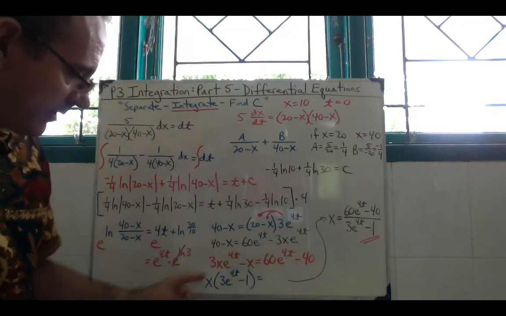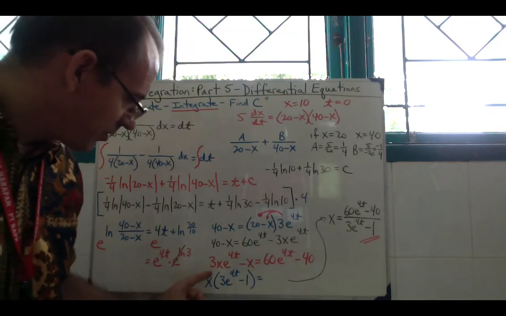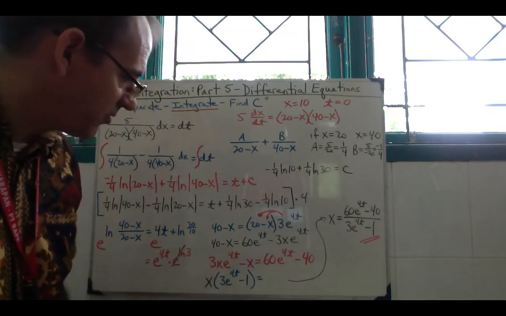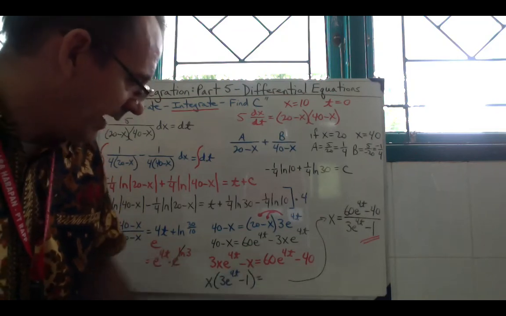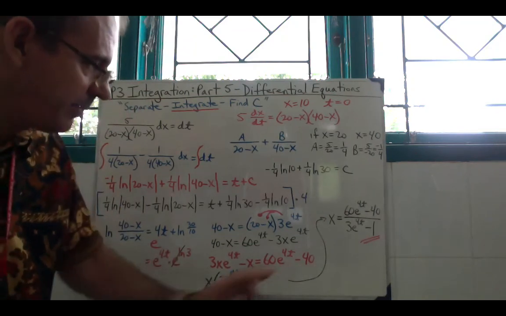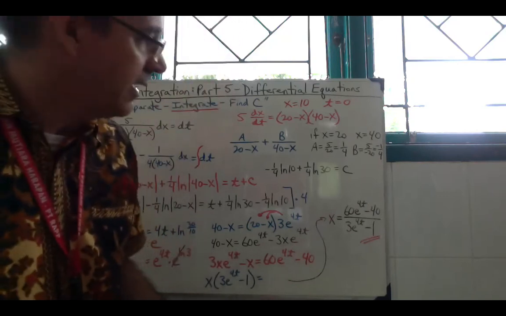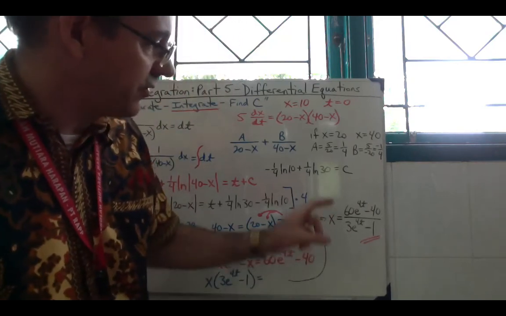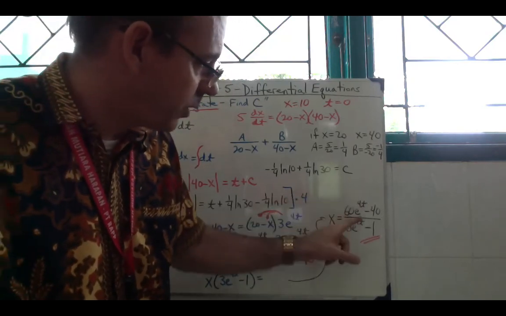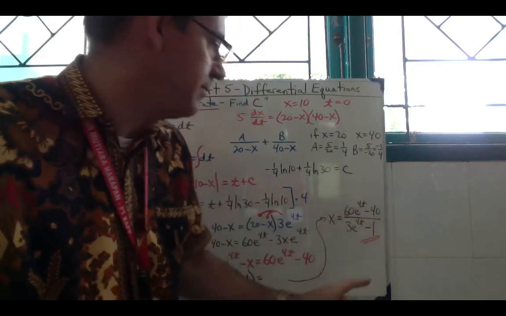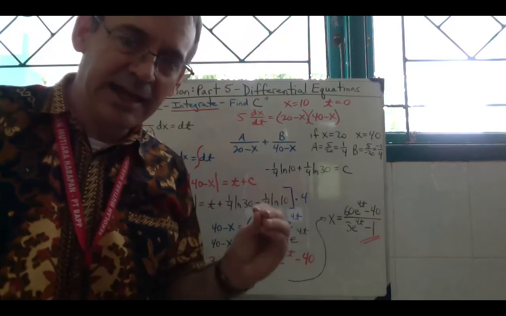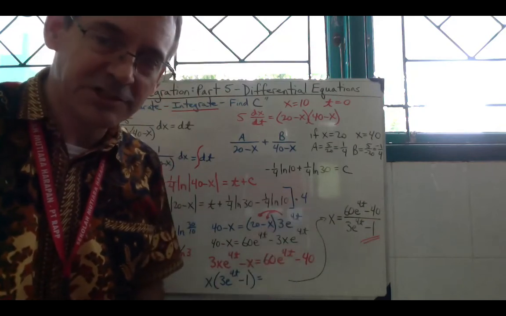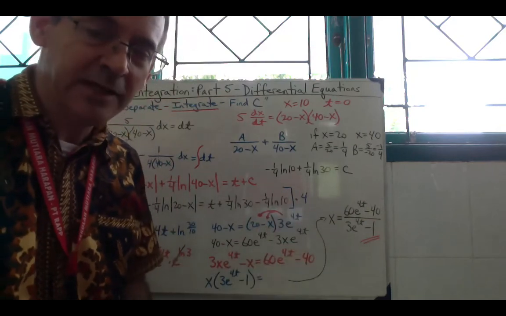Then we can factor out the x. That leaves us with 3e^(4t) minus 1. And these are already okay, they're all non-x. And then we divide by that to get x by itself. So x equals (60e^(4t) minus 40) divided by (3e^(4t) minus 1). And this is the answer to that first part of the question, that 9-point part of the question.